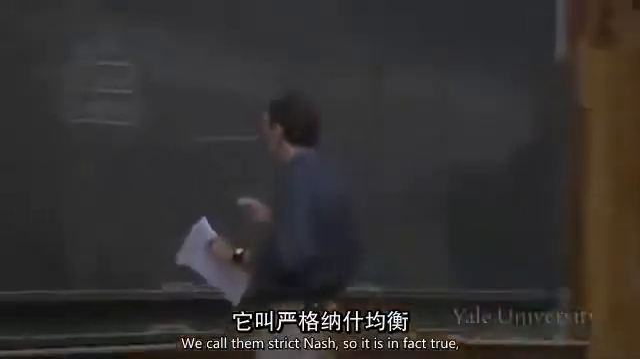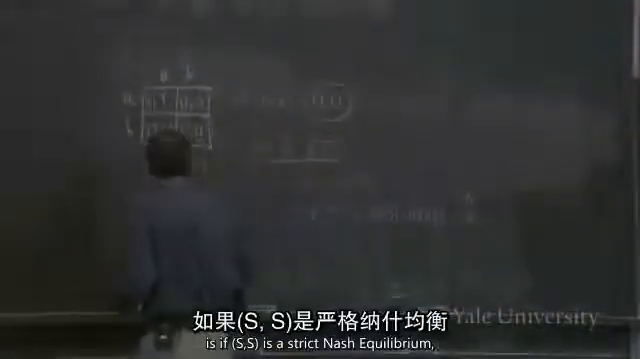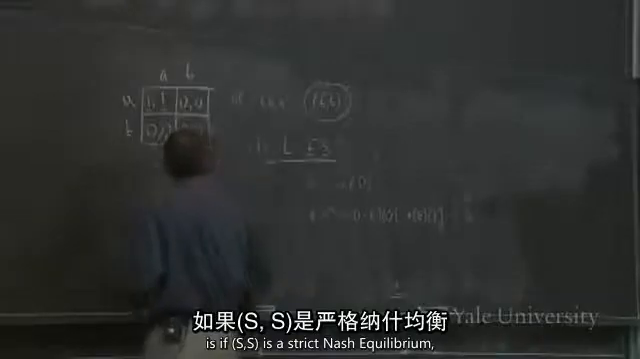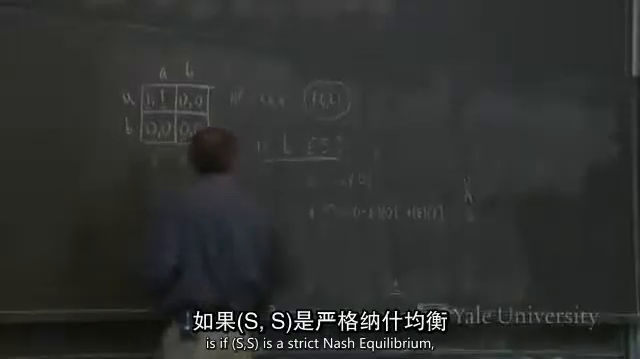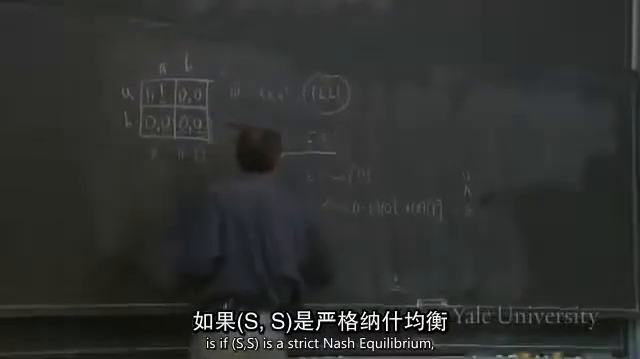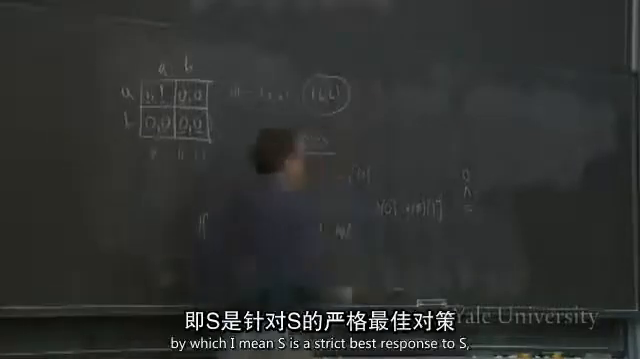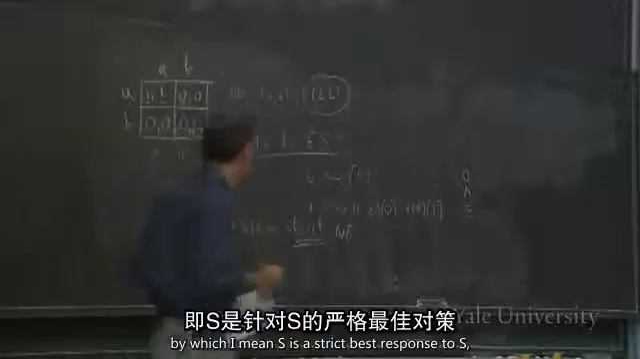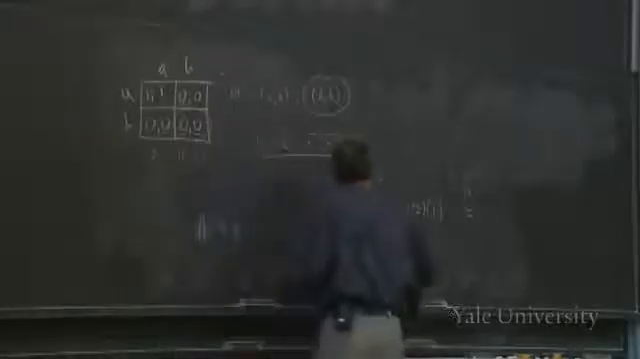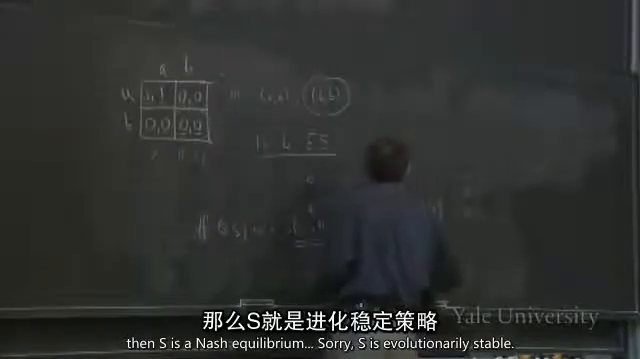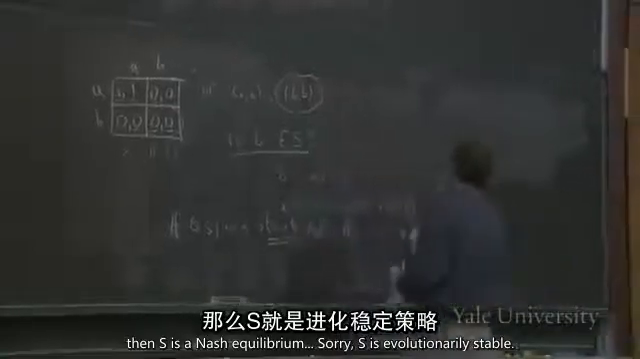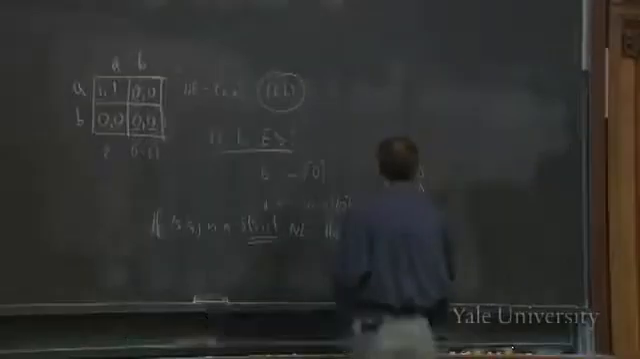So what is in fact true is that if S is a strict Nash equilibrium, by which I mean S is a strict best response to S, then S is a Nash equilibrium, and S is evolutionarily stable.